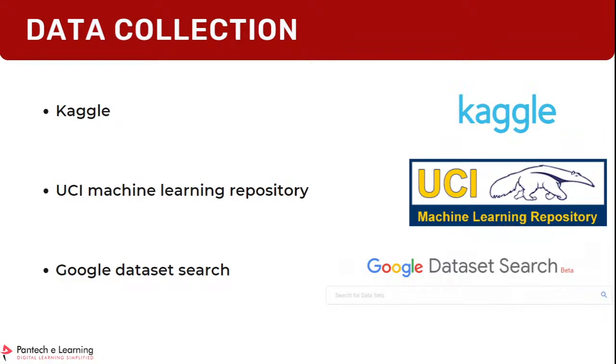So if you want, you can go to sites such as Kaggle, the machine learning repository, or just Google, and search for what you have in mind. For example, if I want to work on data which goes with heart disease, I can search whether there is any heart disease based data set already available.